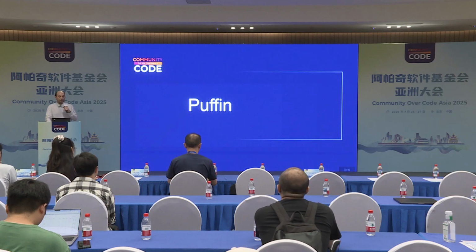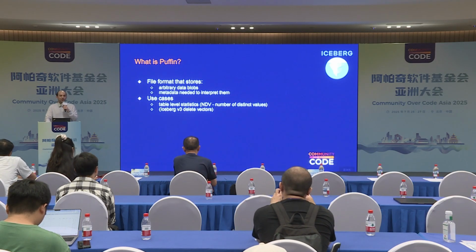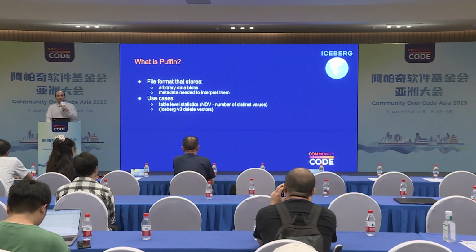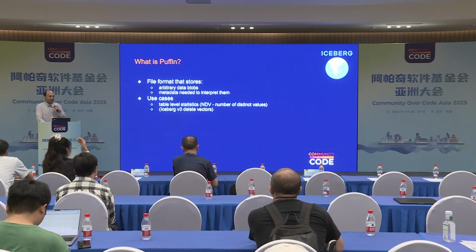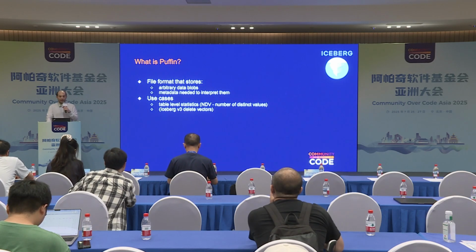Now, what is Puffin? Puffin is a file format that stores two kinds of things. One of them is arbitrary data blobs, so it's binary data, and the other part is metadata that is needed to interpret these blobs, and this is in JSON format. Currently, there are 1.5 use cases for Puffin. The first one, the one that's relevant to this talk, is table level statistics, and the other one is Iceberg v3 delete vectors. But now I'm only going to talk about statistics.